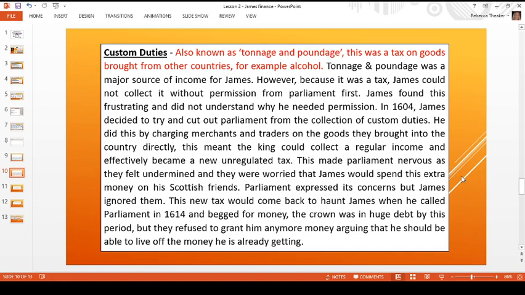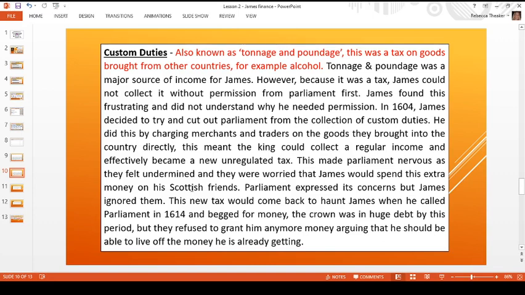This made Parliament nervous. They felt undermined. They were worried that James would spend this extra money on his Scottish friends. Parliament expressed its concerns, but James ignored them. This new tax would come back to haunt James, though.